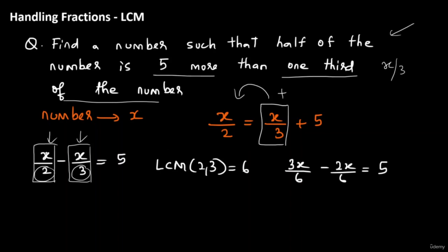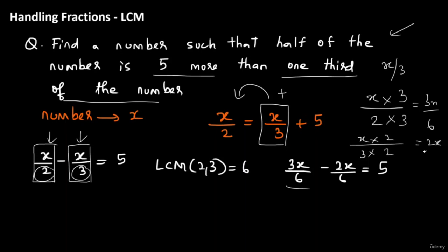How do we do that? Over here we have x by 2. Now let me multiply the numerator and denominator with 3. So that's equal to 3x by 6, right? So that's what we have over here. And this is x by 3. Let me do the same thing over here. I have x by 3. Let me multiply the numerator and denominator with 2. So I get this as 2x by 6. That's 2x by 6 over here.